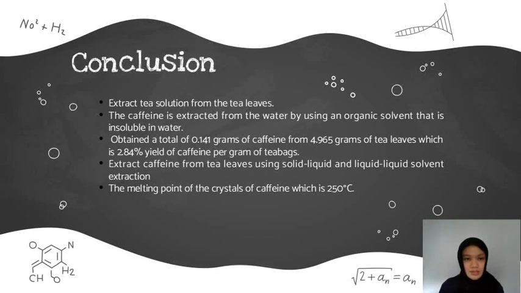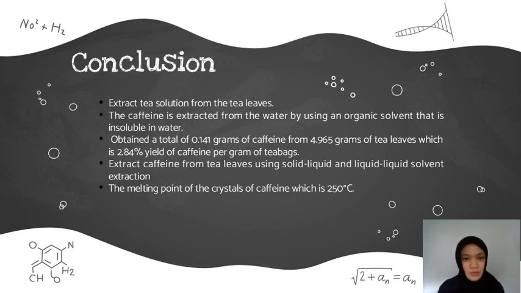Next is the conclusion. In this experiment, we need to extract water from the tea leaves, and then the caffeine is extracted from the water by using an organic solvent that is insoluble in water, which is dichloromethane. We obtain a total of 0.141 grams of caffeine from 4.965 grams of tea leaves, which is a 2.84% yield of caffeine per gram of tea bags.